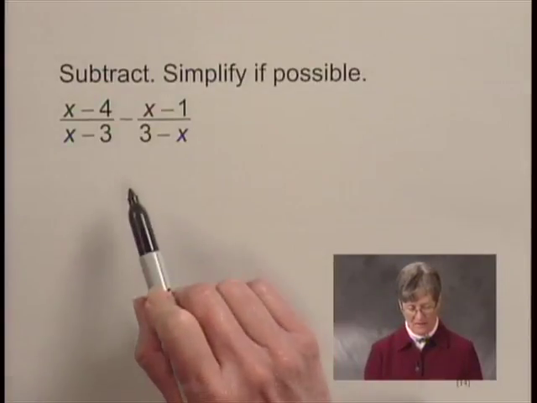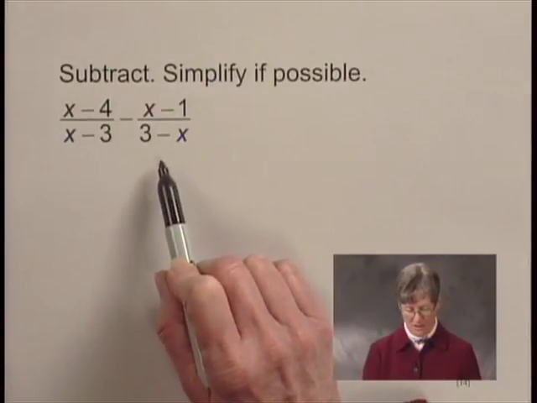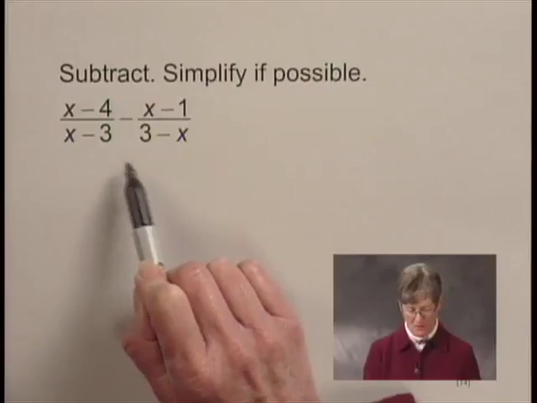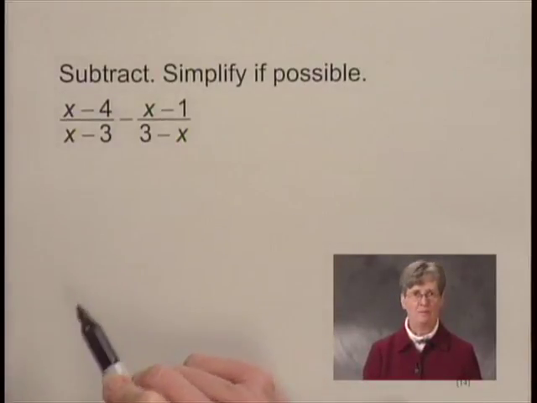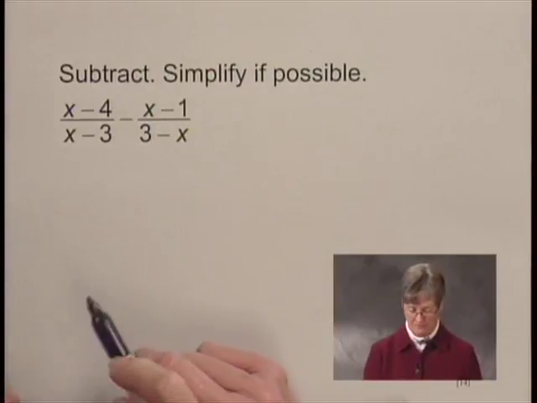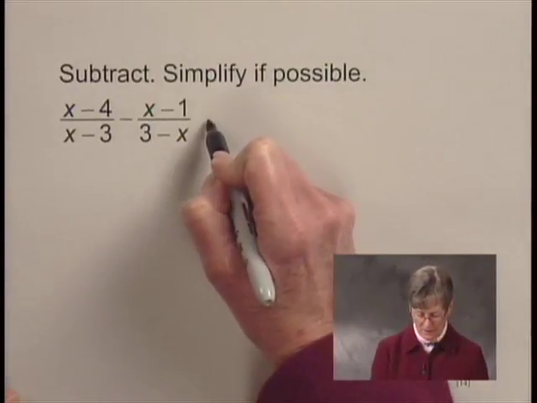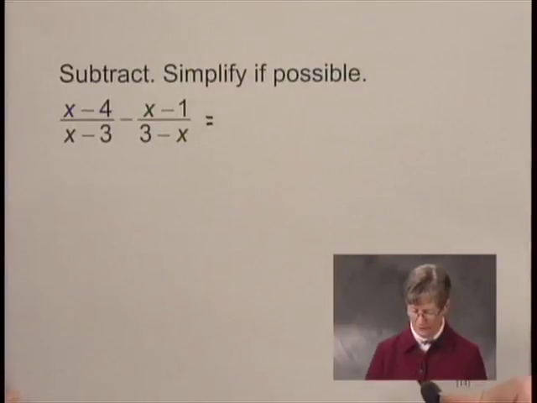Now, we do not have the same denominator in these expressions, but if we take a good look at the denominators, we'll see that they're opposites of each other. And that means that if I multiply one of them by negative 1, I get the other one. And that tells us what we can do to find a common denominator for the two expressions.